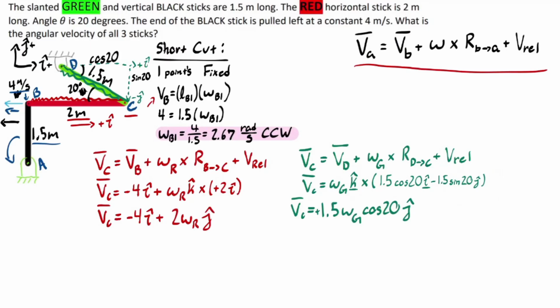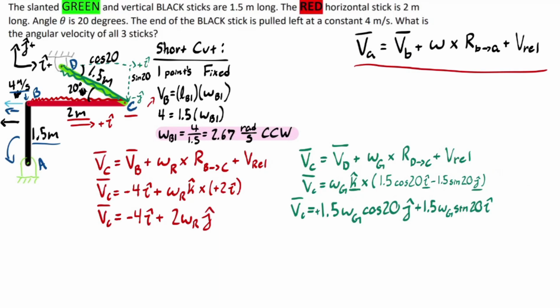And then we have negative 1.5 WG times the sine of 20. And then this is now K cross j. And we know K cross j is negative i. So i, and then this thing flips sign. So now instead of negative, it's positive.